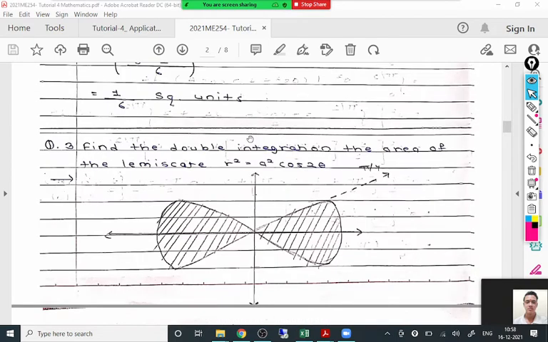Come to question 3. Question 3 is find the area of a lemniscate. Lemniscate is a curve like an infinity symbol. Now this is a question I already told: r square equal to a square cos 2 theta. This is the lemniscate, and the graph of the lemniscate is like an infinity symbol like this.